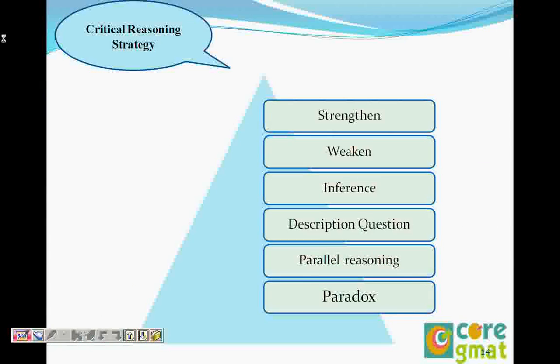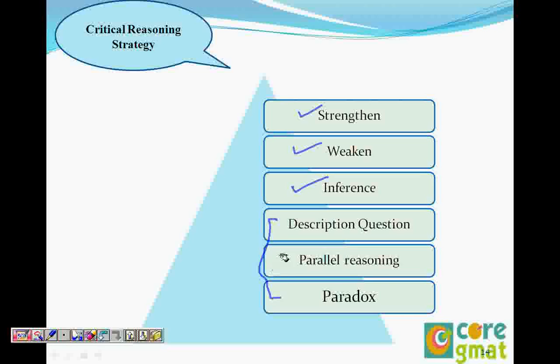Oh hi, so we were discussing critical reasoning strategy questions. Let's have a look at those 6 types of questions. Just before we begin, how difficult are these critical reasoning questions? Not very difficult. They are medium level difficulty. The first 3 types of questions are easier, and the last 3 types are considered more difficult. It's said that once you cross 600 or 640, then you see these types of questions.